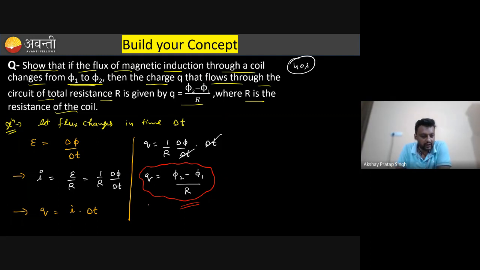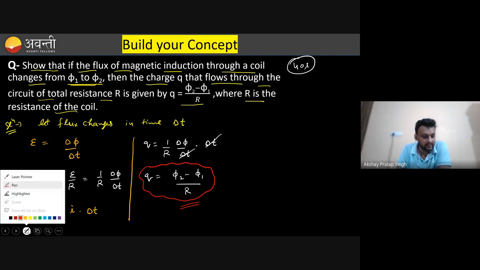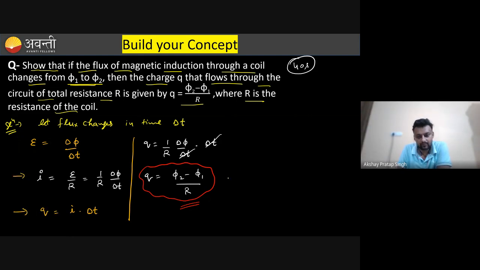Just remember this result. This is a very important result. Why am I saying it is important? The one conclusion that you can draw from here is that the charge flown through the circuit is independent of the time in which the flux was changed. Can you see that? The charge flown through the circuit is independent of time.